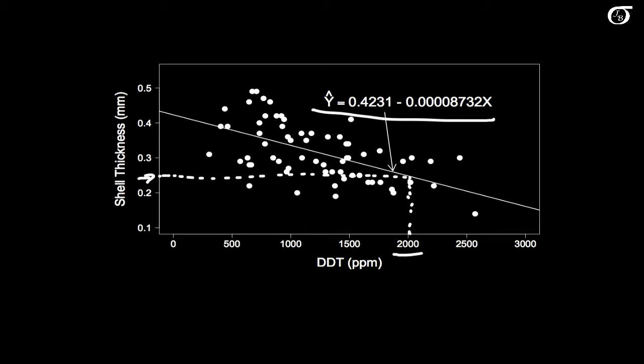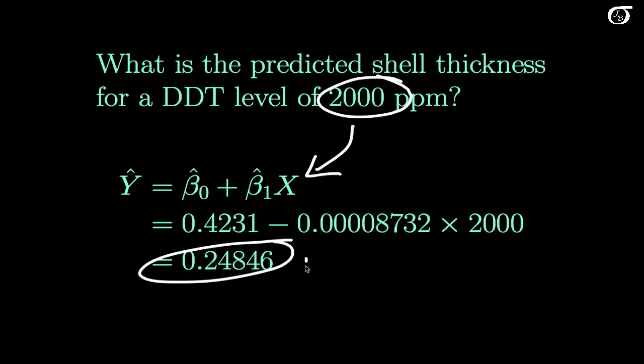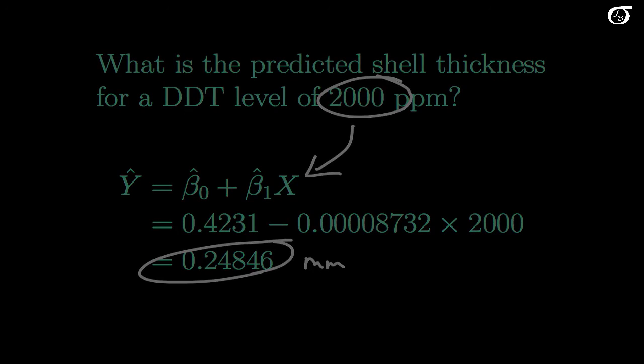But more formally, we can actually do this on the line. So here it is. What is the predicted shell thickness for a DDT level of 2,000 parts per million? Well, I simply take my x value here and I sub it into my line, and I get this for a final. So my predicted shell thickness is 0.24846 millimeters.